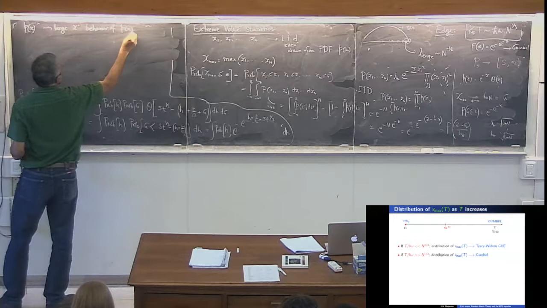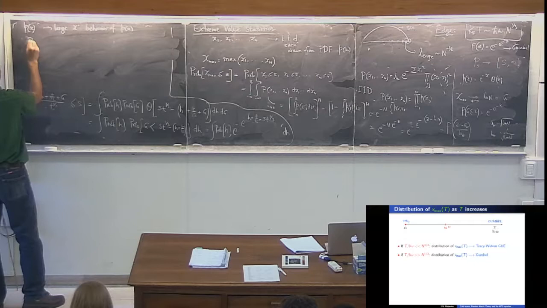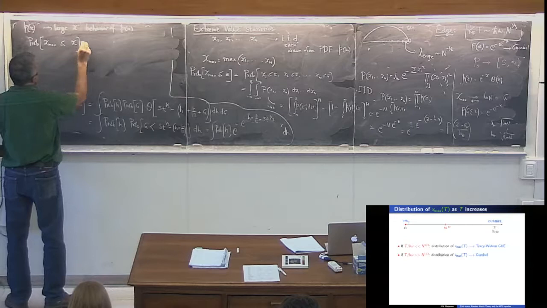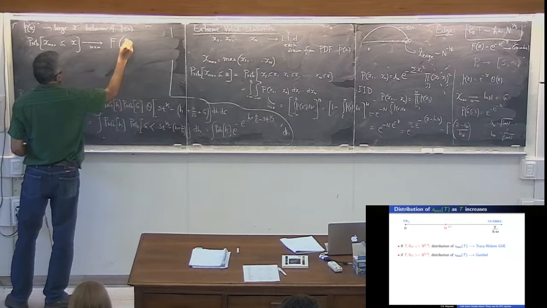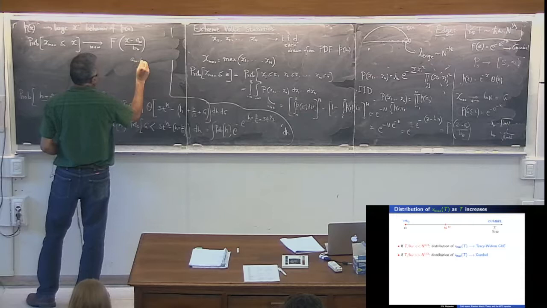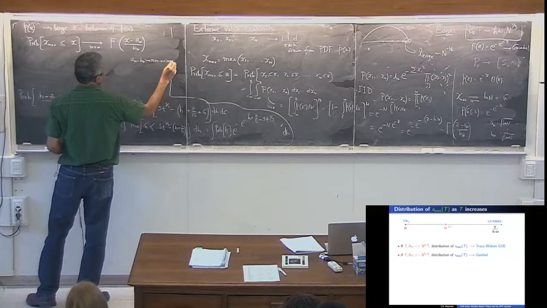So, the general statement is the following: the probability that x max, as a random variable, is less than or equal to some number x, in the large n limit goes into a scaling form, which is a function of (x minus a_n) over b_n. Now, these a_n and b_n are non-universal scale factors that depend on the precise tail of P of x.